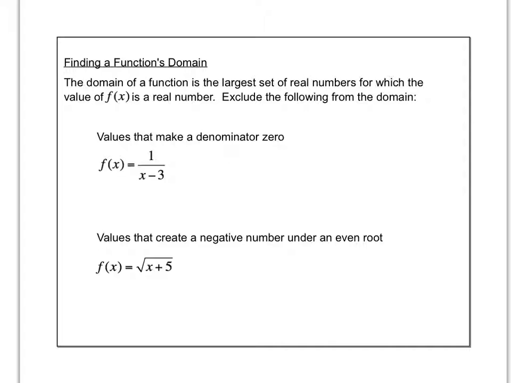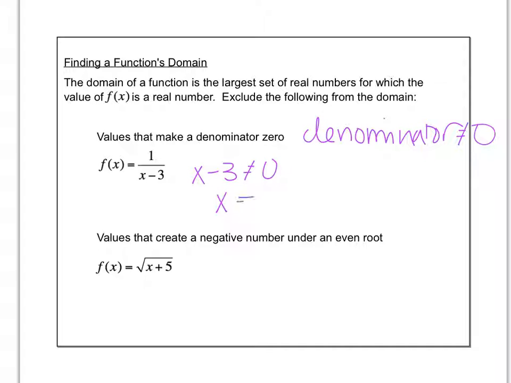When we look at a problem, if there's a denominator, what do we know the denominator cannot ever equal? 0. So if you look at a problem and you see a denominator, the first restriction we're going to have on our domain is the denominator cannot equal 0. So if you look at a problem like this example here, to figure out what your domain is, you're going to have to say x minus 3 can't equal 0, which means x can't equal 3.